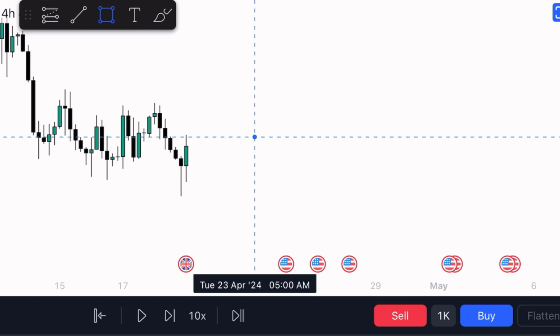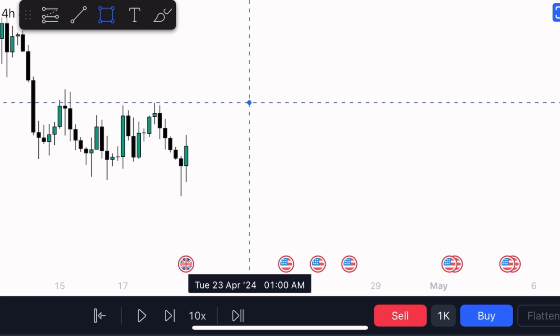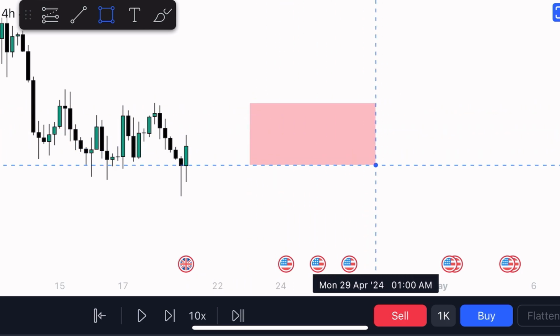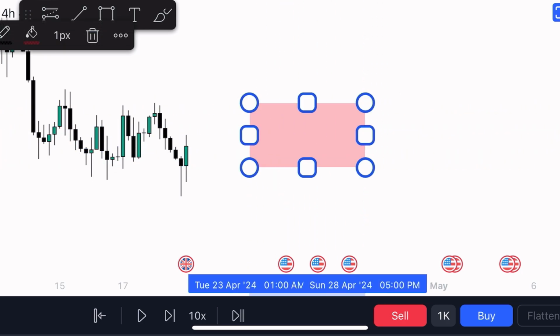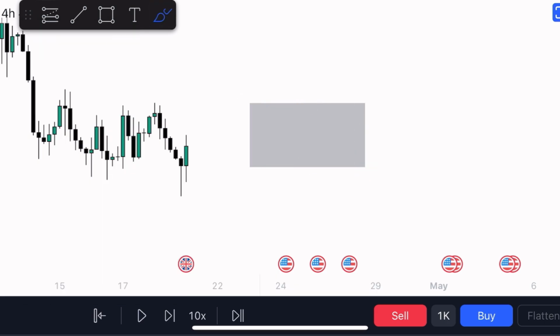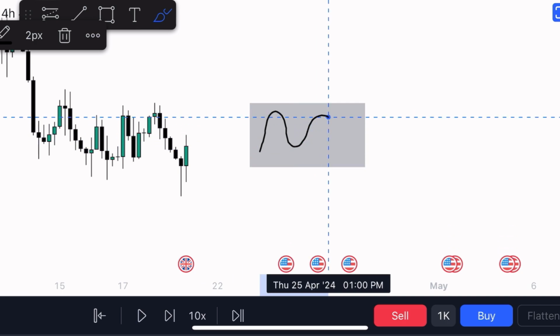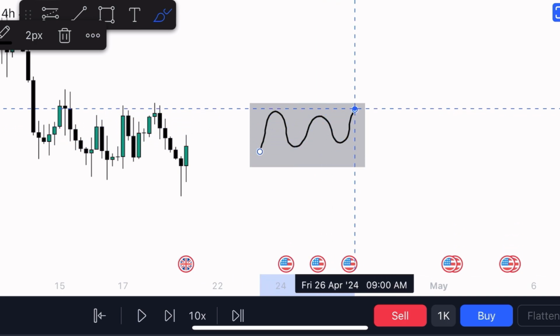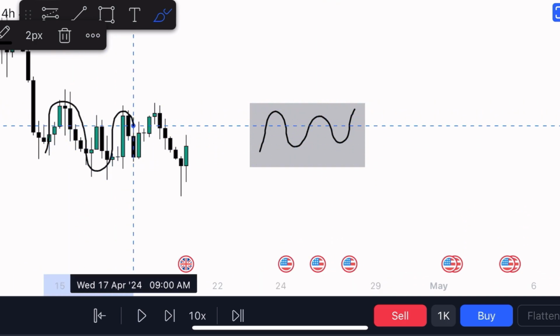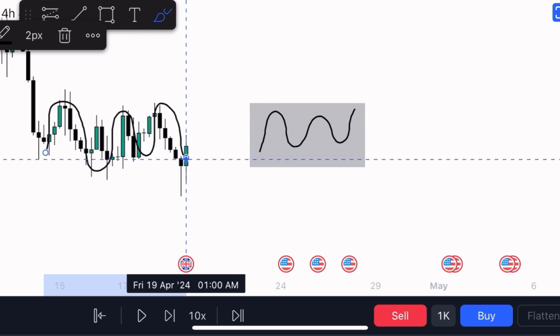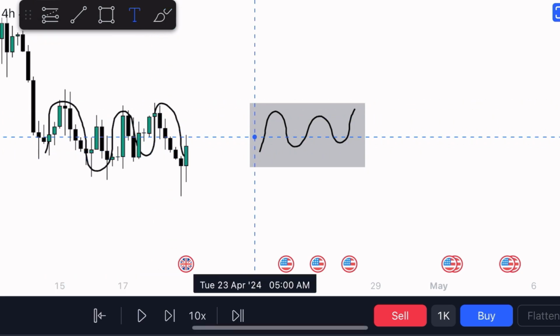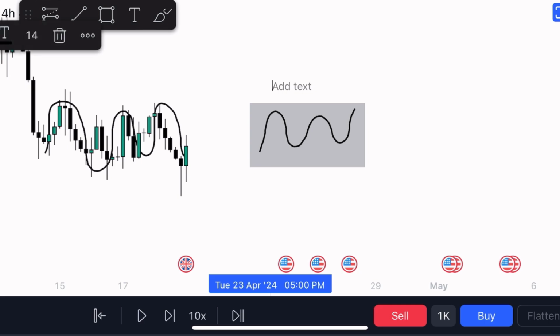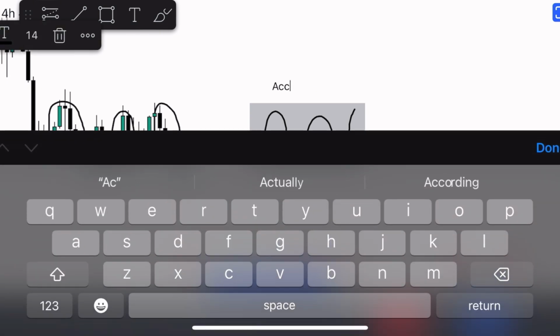ICT PO3 strategy. In this strategy we get three boxes. The first box is always of the accumulation. So this is accumulation. What happens in the accumulation is that the price goes up and down in this same area. As you can see here, the price goes up, down. So this is accumulation, and this is the first box. This will always be the first box in the PO3 strategy.